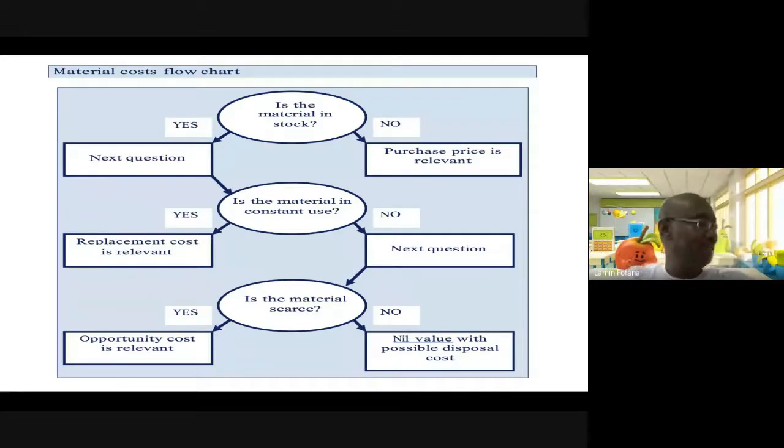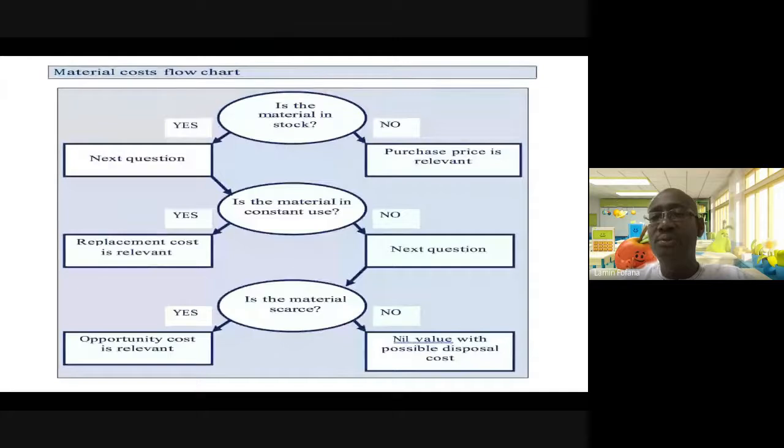Is this clear? It's a bit complicated, but if you understand this, you can answer any questions relating to accepting or rejecting orders. Is it clear, class, before I move to the next one?